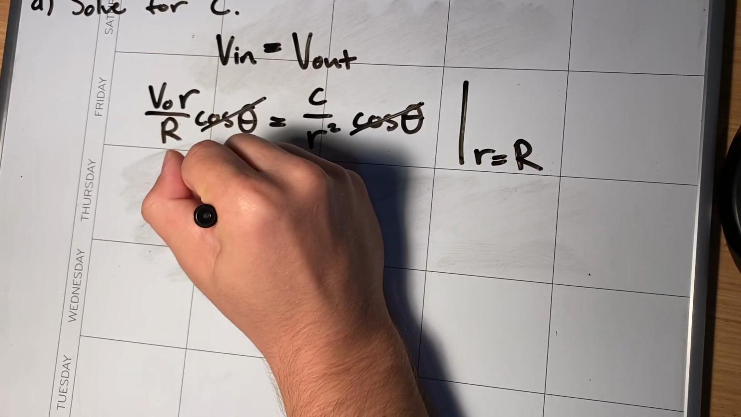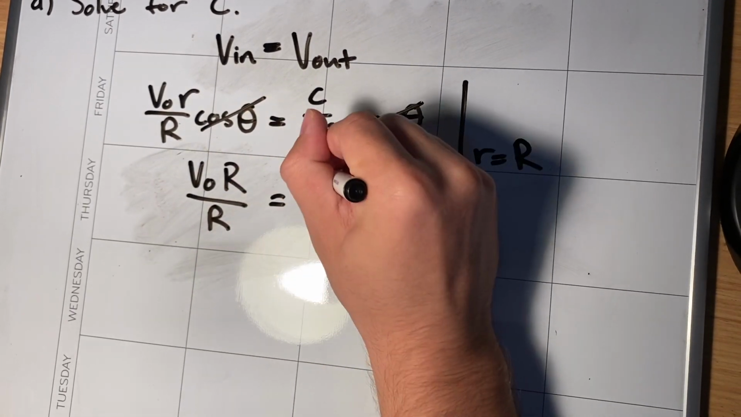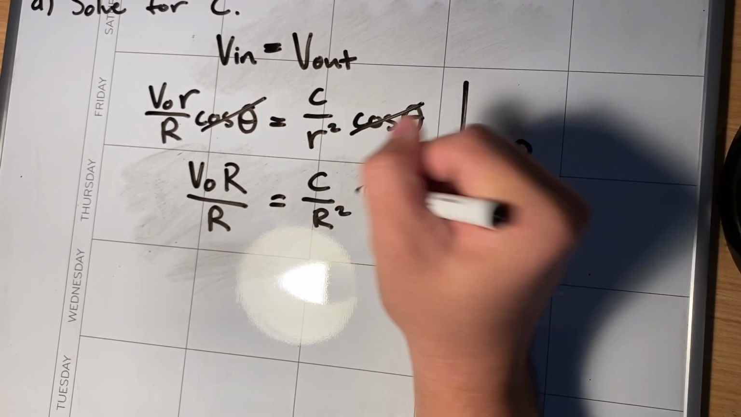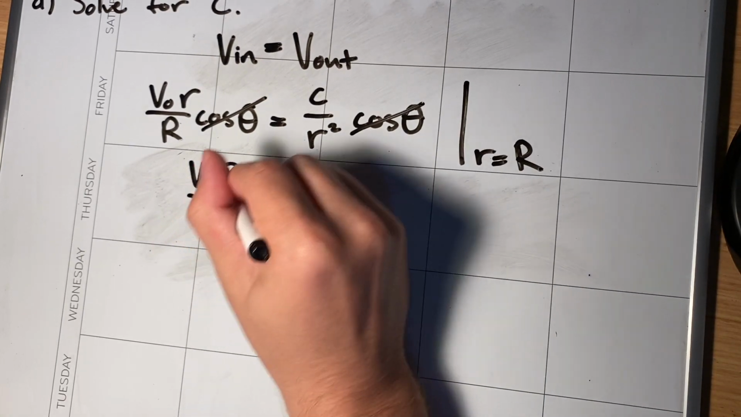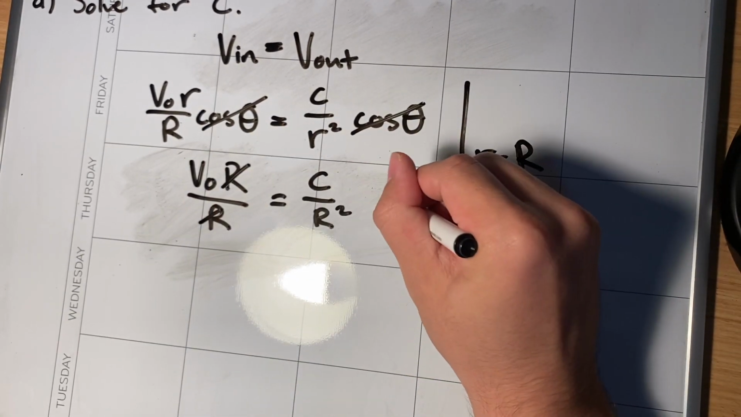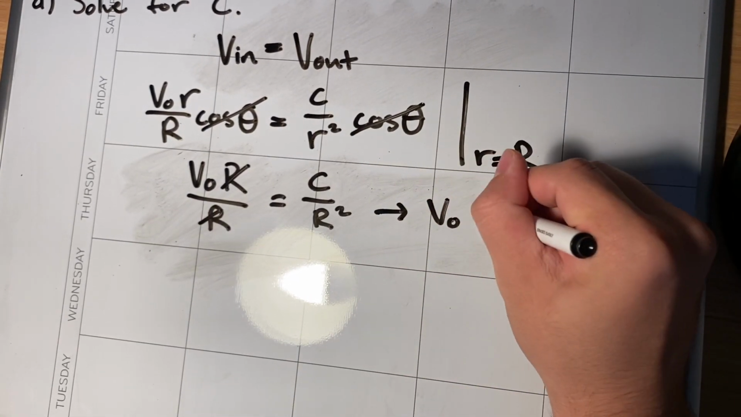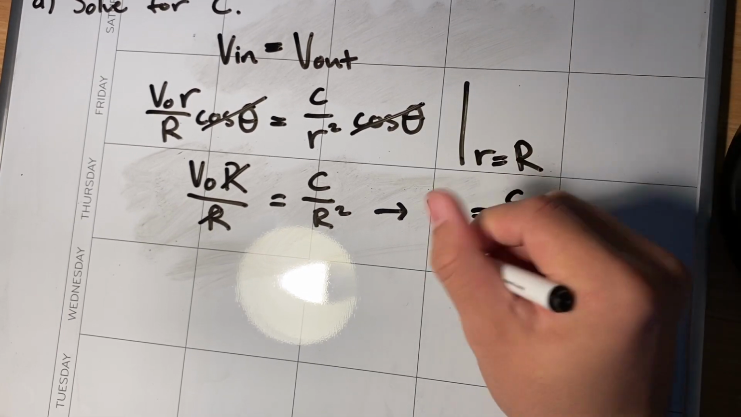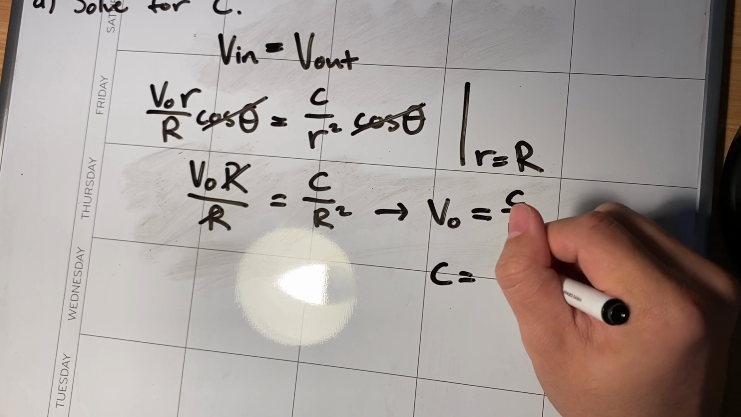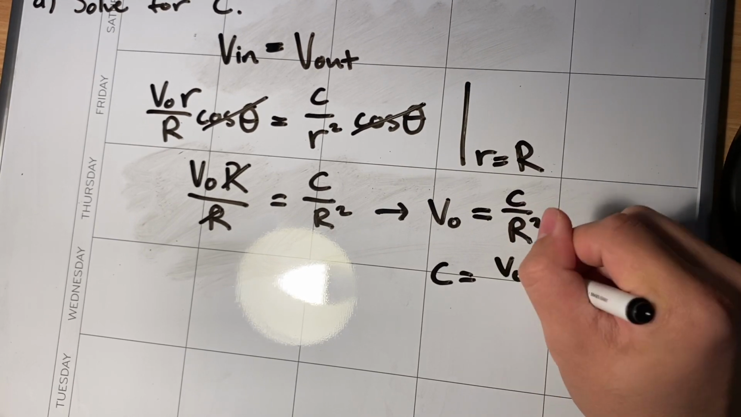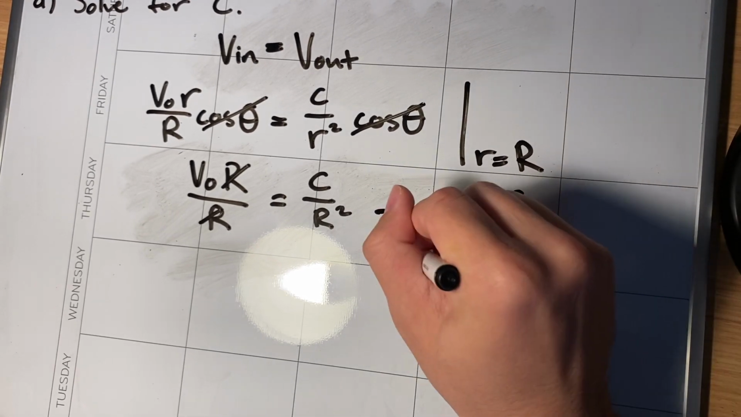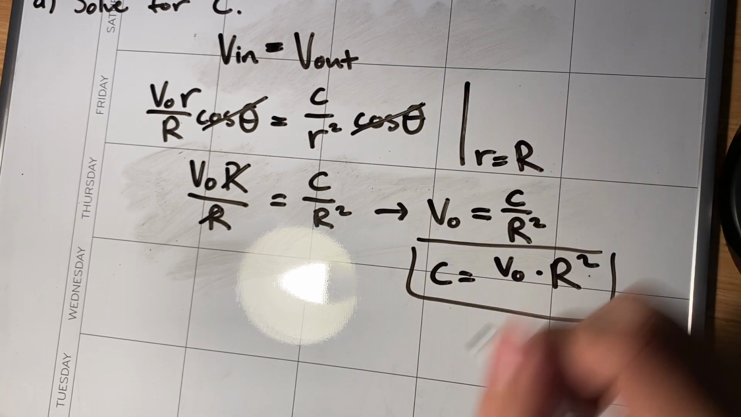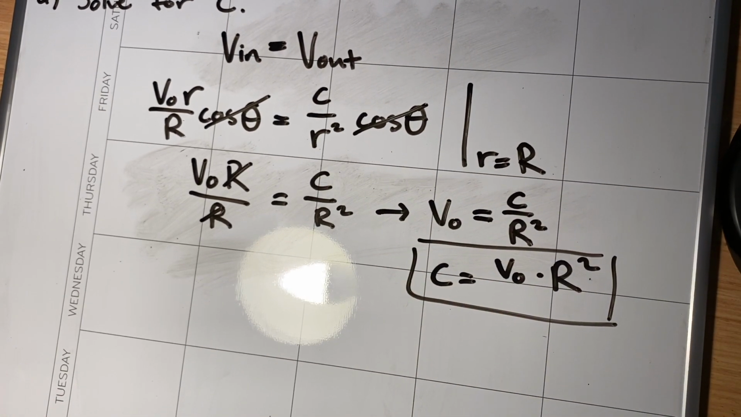So to solve for C, we set V in equal to V out because V is continuous. And we know that at the surface, r is equal to capital R. So plugging that in, the cosines cancel, and the R's on the left-hand side of V in cancel. So we get V naught is equal to C over R squared. Solving for C, we get V naught times R squared.